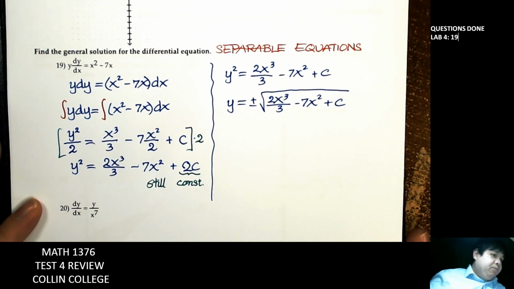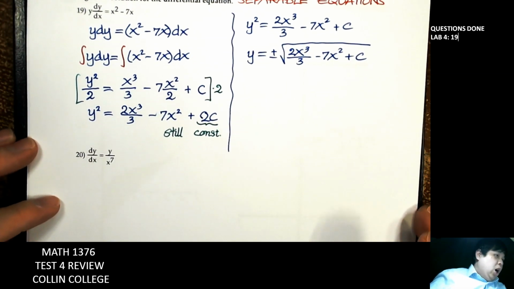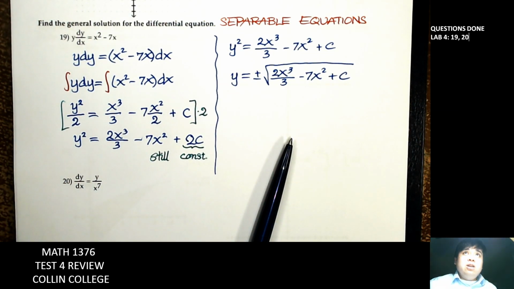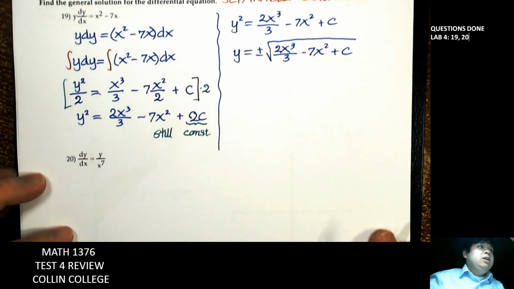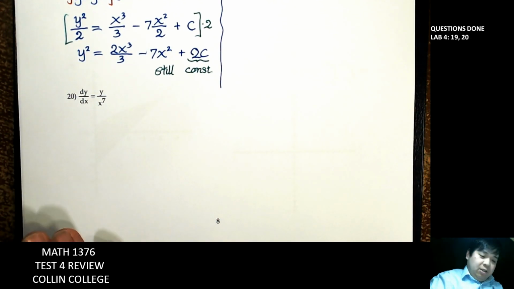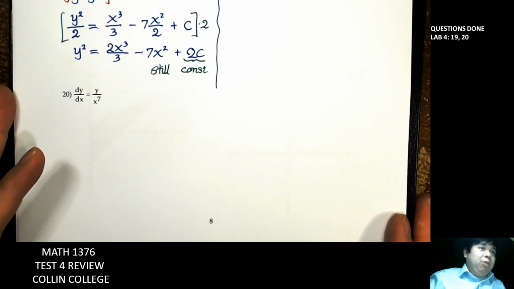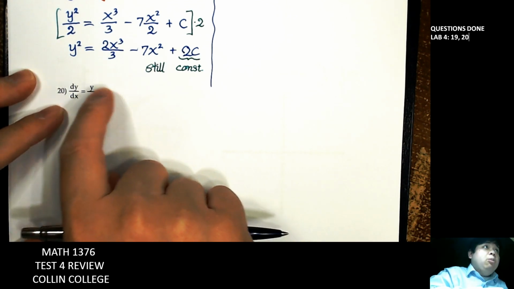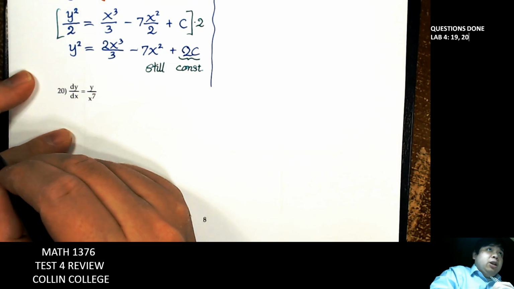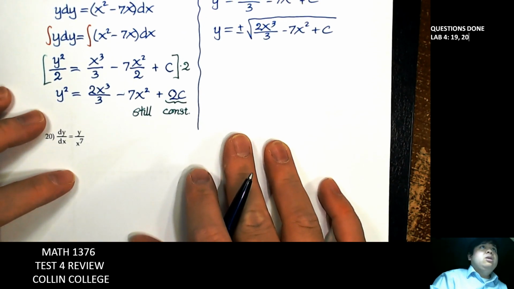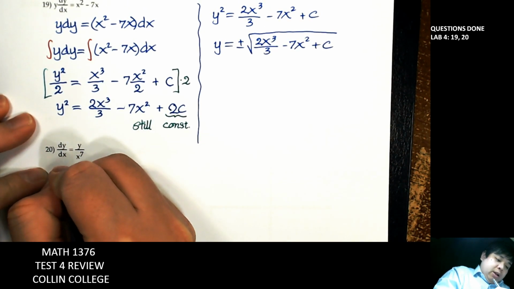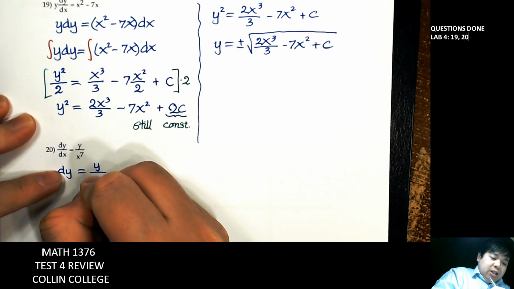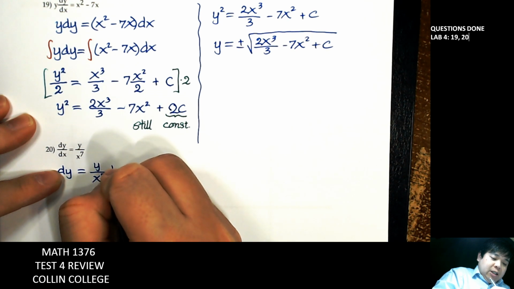Anyway, so I go to 20 because we need that too. Right. For 20, even though we don't have a question on that yet, it's just a thing that we need to do. First, move the dx over. So we'll have dy equal to y over x to the 7 dx.